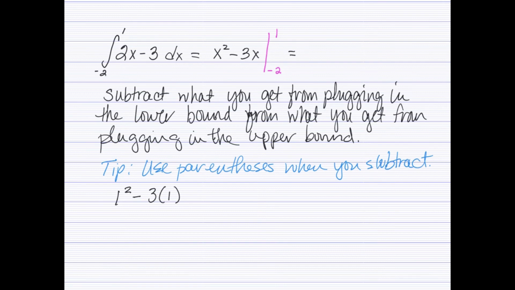So here we go. We're going to put the 1 in first and then do a big subtraction. So we're going to subtract what we get when we put the -2 in. And that turned out to be a -12 in this case, and you're done.